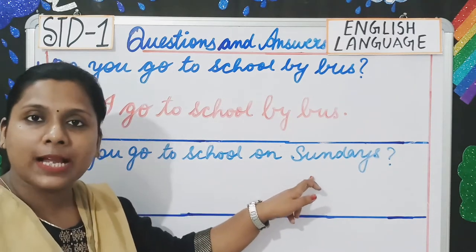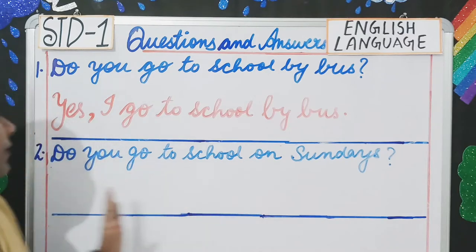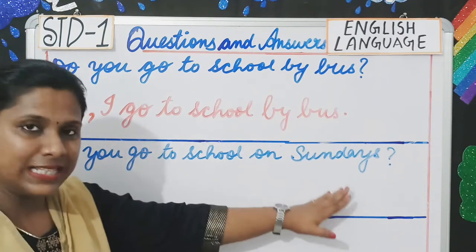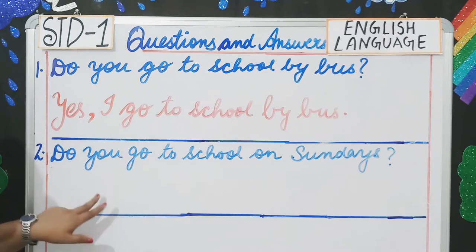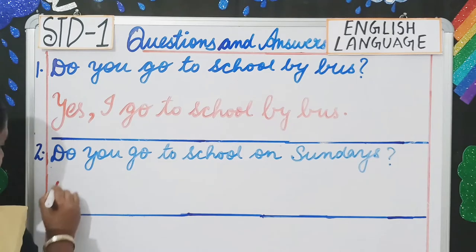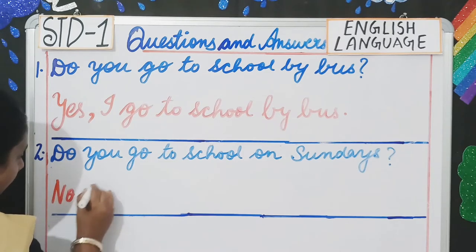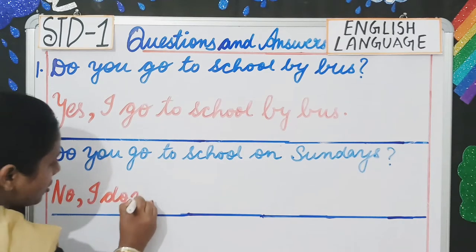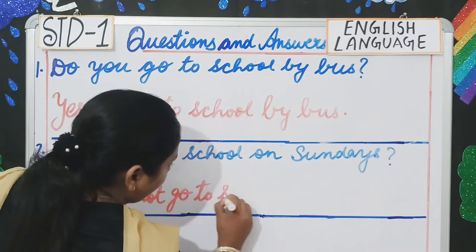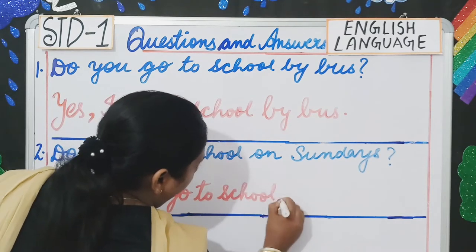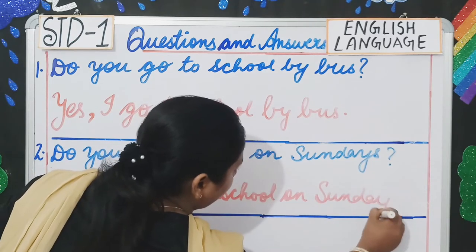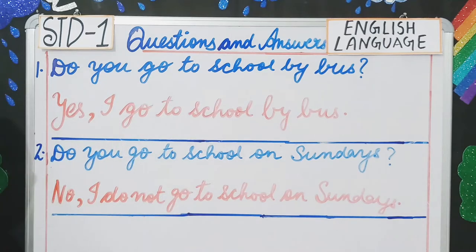Next. Do you go to school on Sundays? Do you go to school on Sunday, students? No. So you will write, no, I do not go to school on Sundays. This you will become I, and with no, you will add not. So you will write, no, I do not go to school on Sundays. Clear?